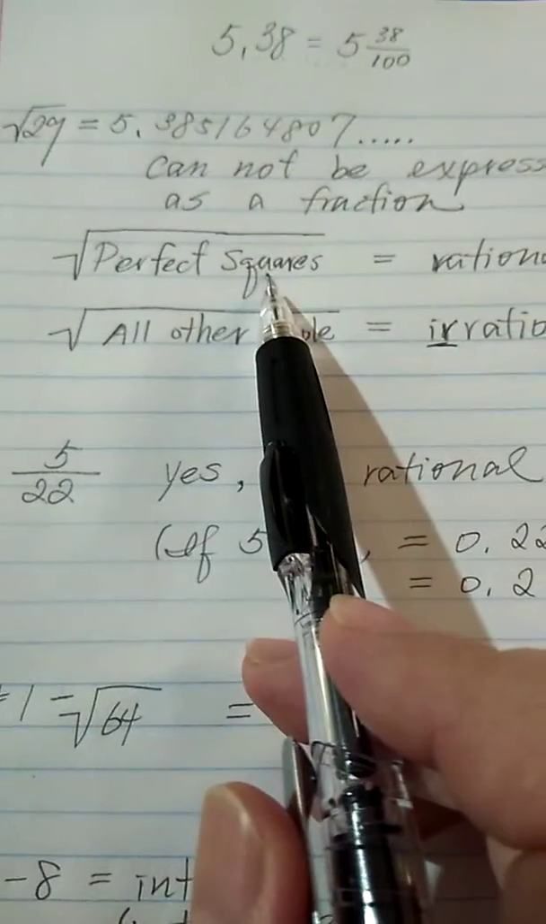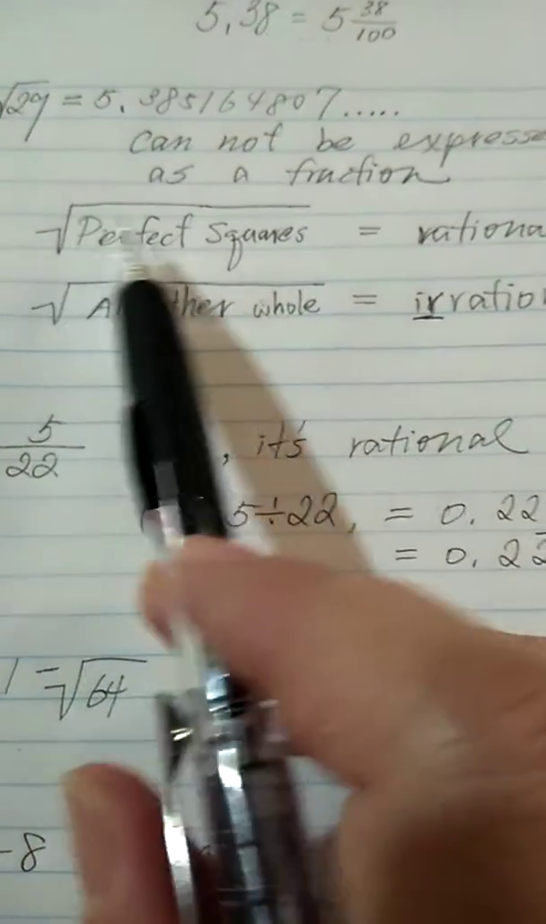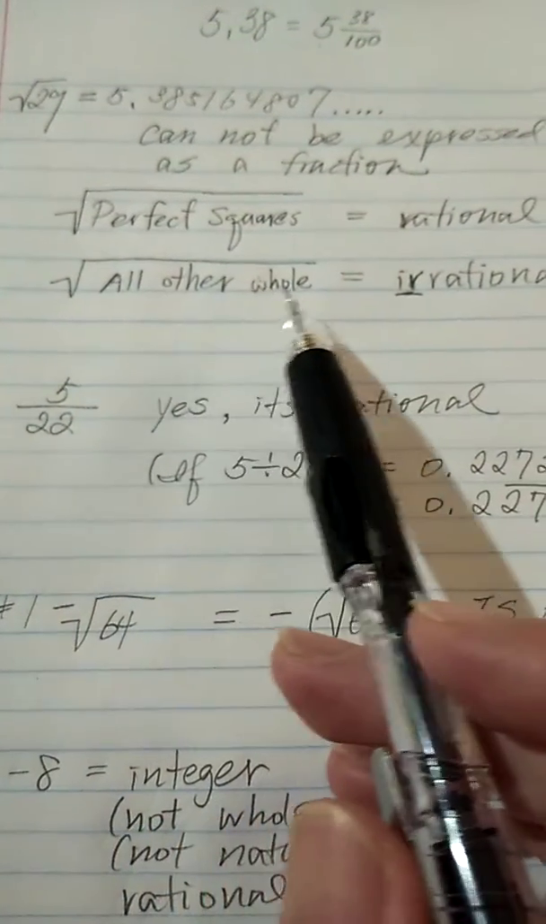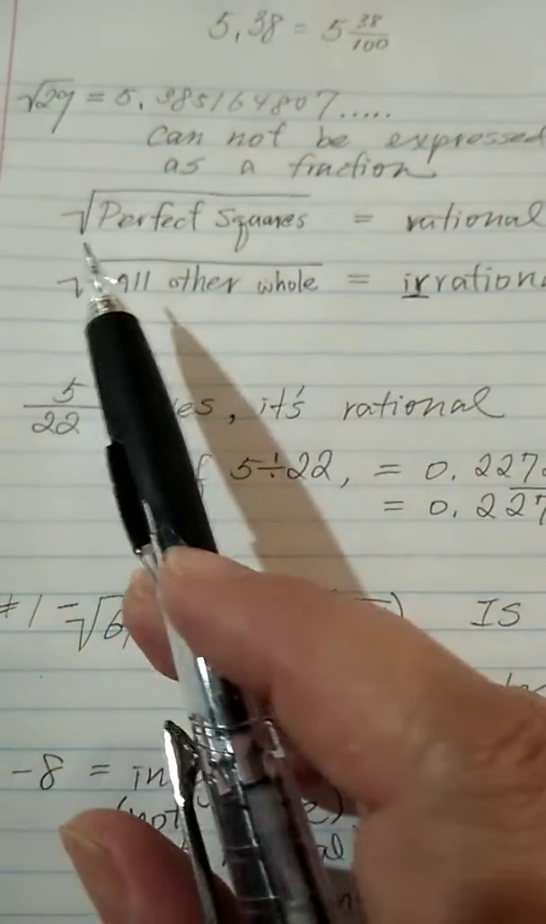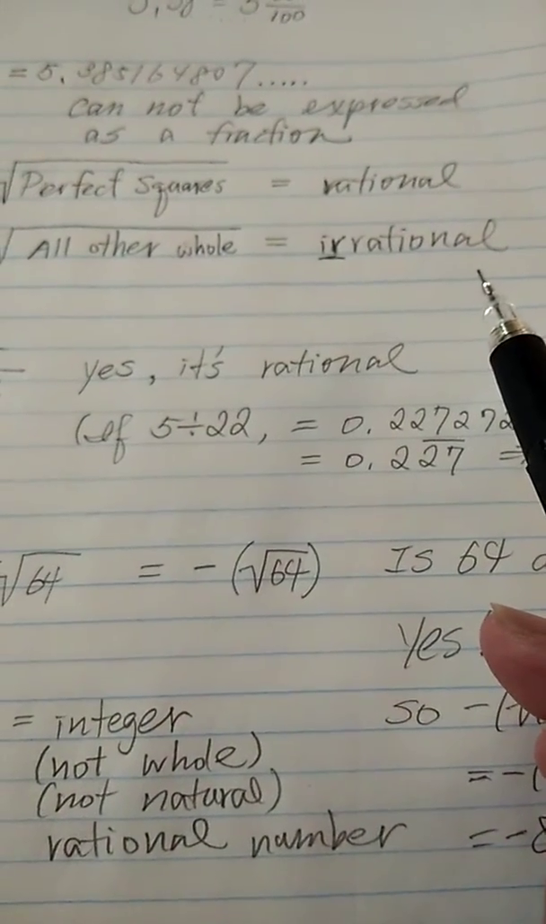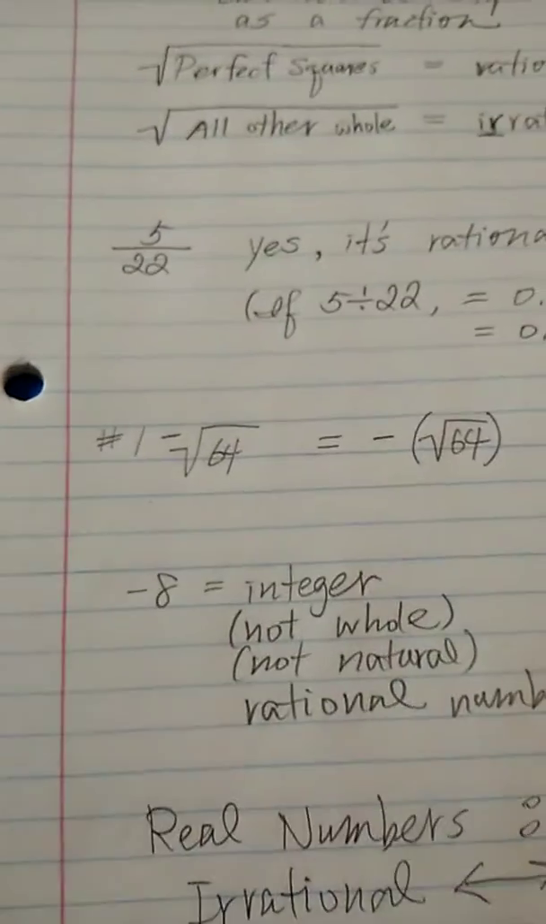So, to recap real quickly, if you have a perfect square, then when you take its square root, you get a rational number because you get a whole number. But if you take all other whole numbers and you try to take their square roots, then you will get an irrational number. Okay. So let's look at an example.